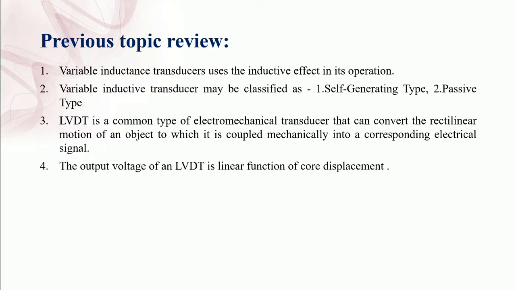value of the rectilinear motion by the output voltage, which is a linear function of the core displacement. Okay, so in that video we have discussed the linear motion, that means measurement of linear motion by using a digital measuring instrument, that is one type of transducer. Now in this video we are going to discuss how we can measure the strain.